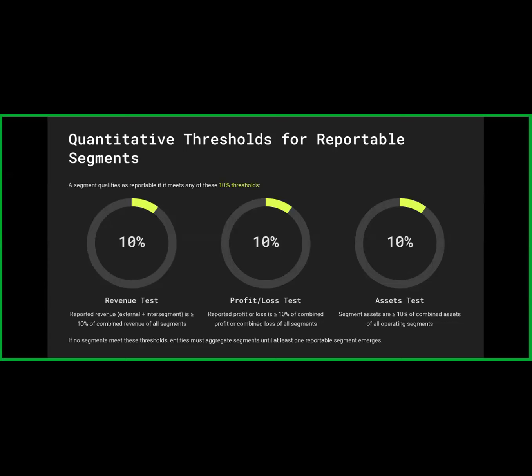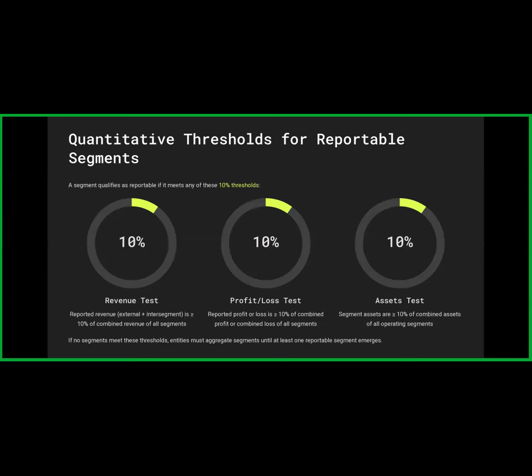If the total revenue of the company is 100%, and that particular segment is giving a revenue of more than 10% of that, that is, the reported revenue, external plus intersegment, is more than 10% of the combined revenue of all segments, then that segment qualifies for reporting.